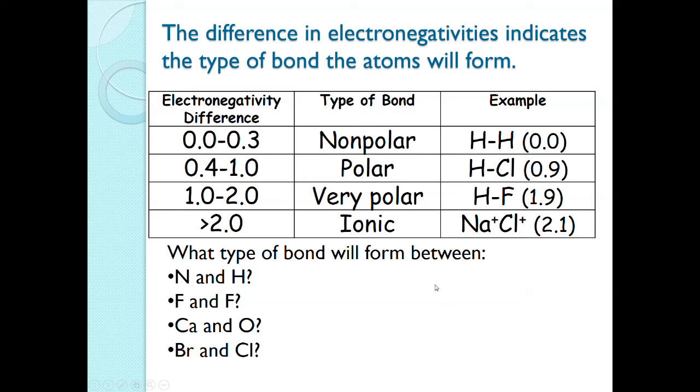So if we have nitrogen and hydrogen, what type of bond will form? Okay, so I'll give you guys a second to look really quick. Okay, they have a difference of 0.9. Nitrogen is a 3.0 and hydrogen is a 2.1. So with a difference of 0.9, then they would have a polar bond.